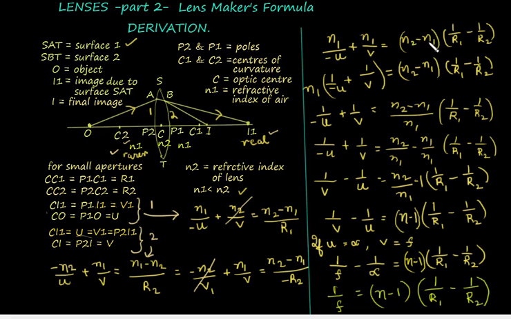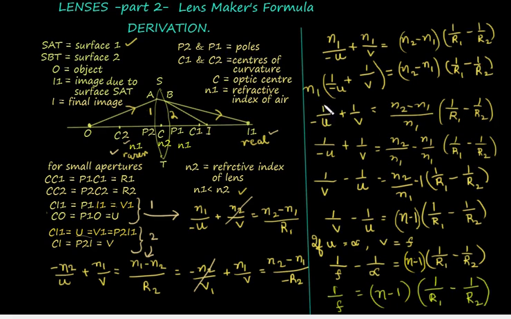So, N2 minus N1 is taken out and kept as common, and then multiplied by 1 by R1 minus 1 by R2. This quantity is common. N1 is common on the left hand side. So we write it as N1 into 1 by negative U plus 1 by V is equal to N2 minus N1 into 1 by R1 minus 1 by R2. Let us bring this quantity over to the right hand side.